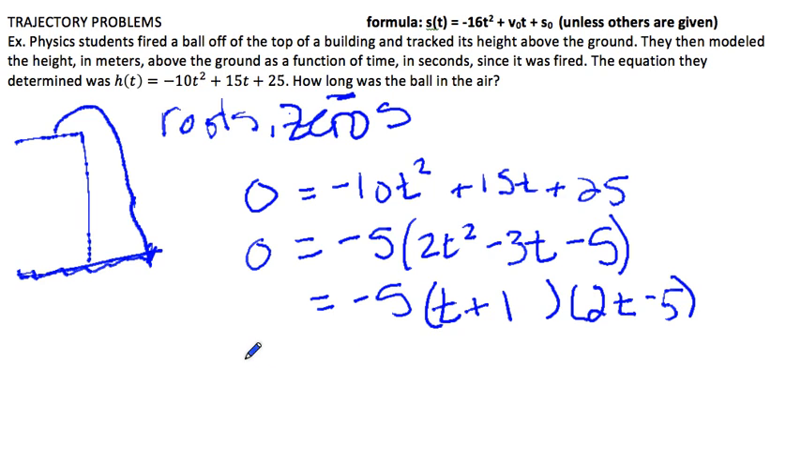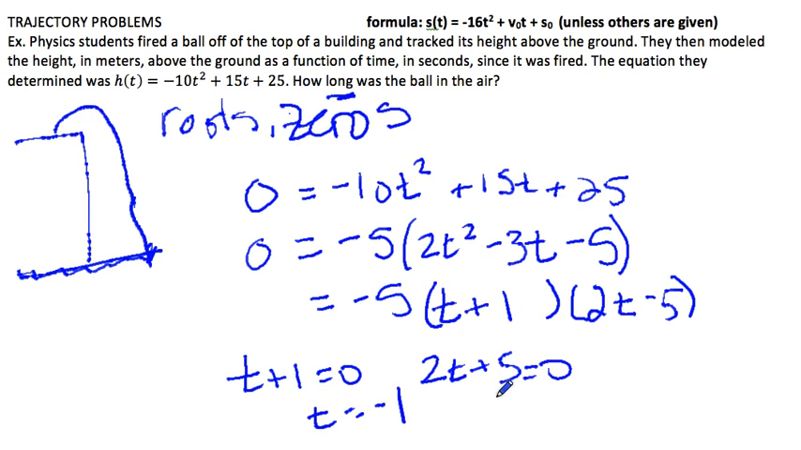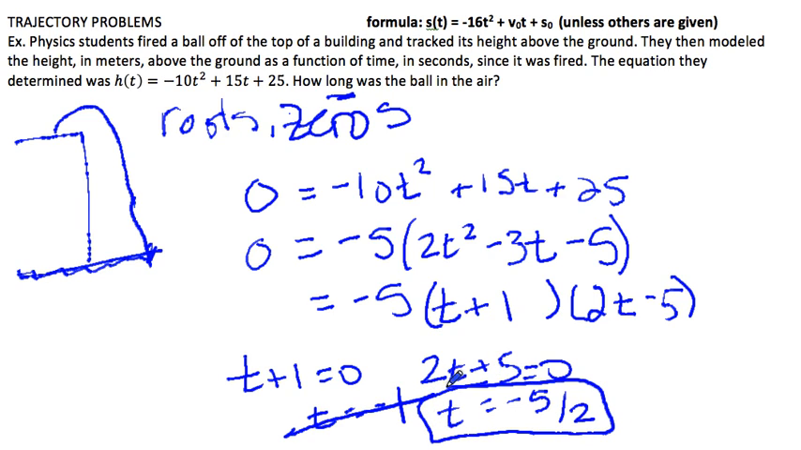Using the zero product property, I know that t plus 1 is equal to 0, or 2t minus 5 is equal to 0. So when we solve, we have t equals negative 1 or t equals 5 halves. Clearly it doesn't make sense to have negative time. As much as we'd like to go back in time, we cannot do that. So the answer to how long the ball is up in the air is 5 halves seconds.